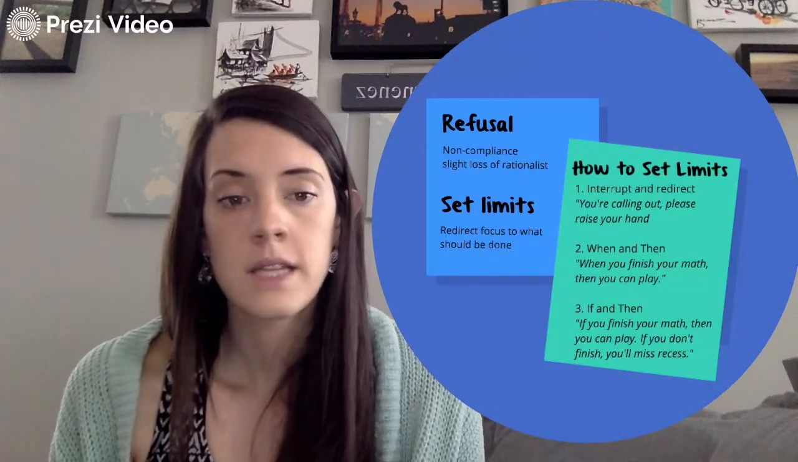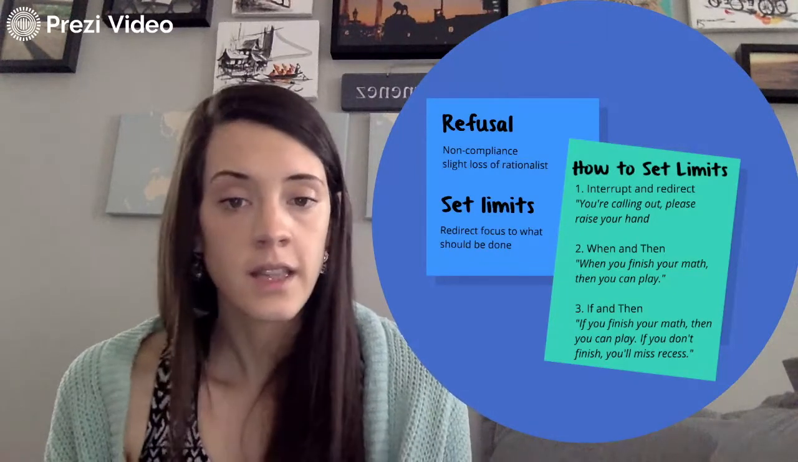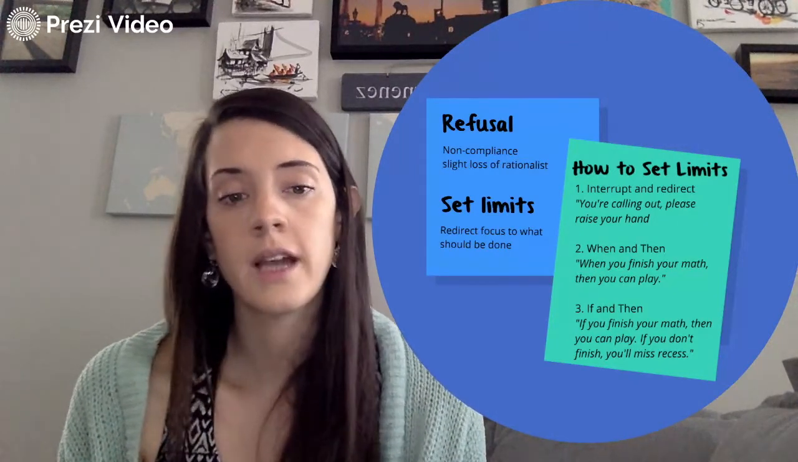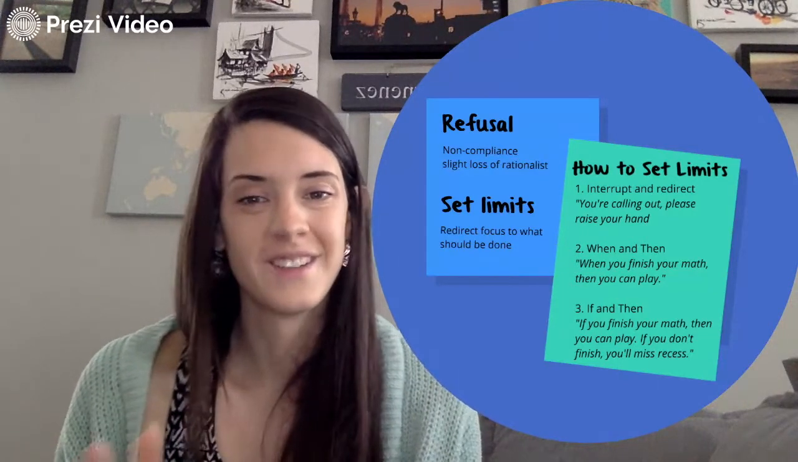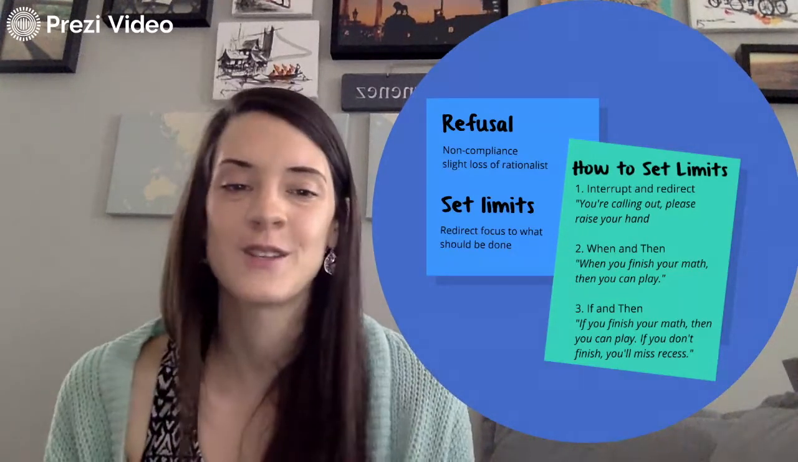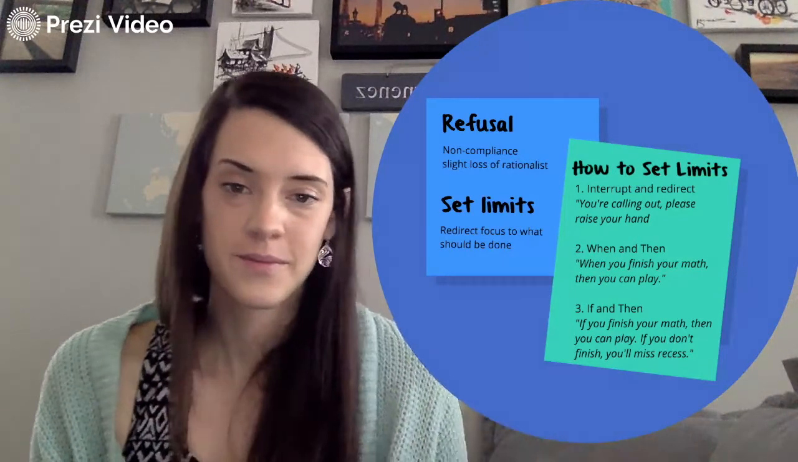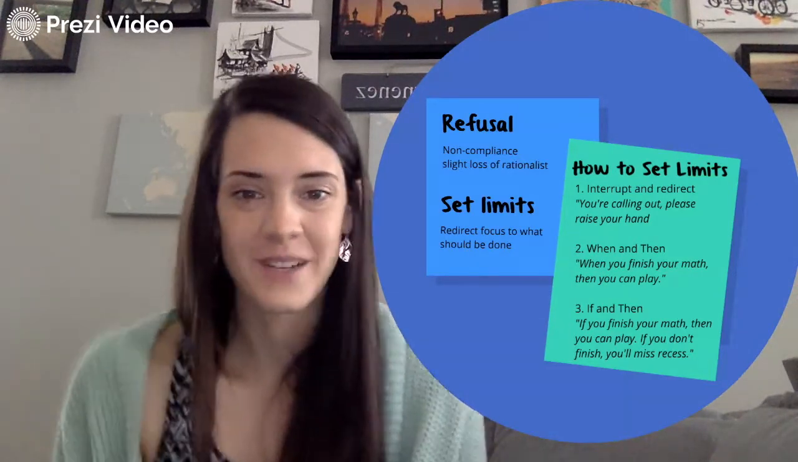And the third way that you can set limits is using an if and then. So in this, you're going to outline the consequence for the wanted decision and the consequence for the worse decision, or the bad choice.